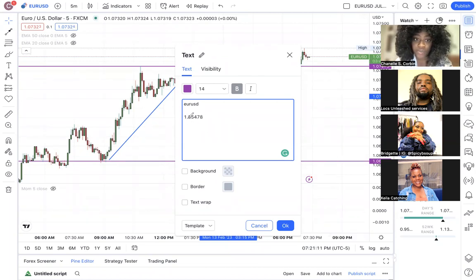So if the price is 1.35478, ignore the 8. Now, if the market goes up 10 pips, right? The market goes up 10 pips. Let's just say we got into Euro USD for a buy and the market went up 10 pips. 10 pips from where we're at right now will be 1.3557, whatever you want the last digit to be. Right?